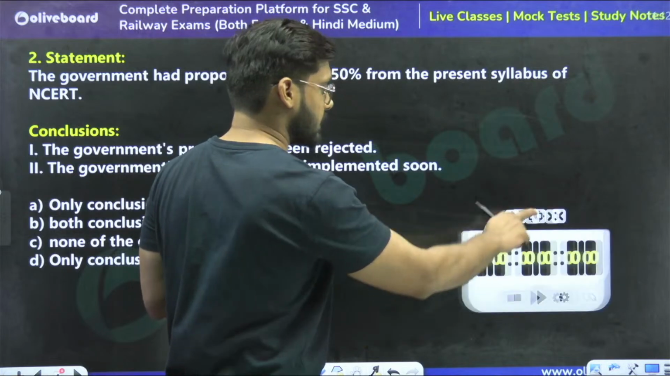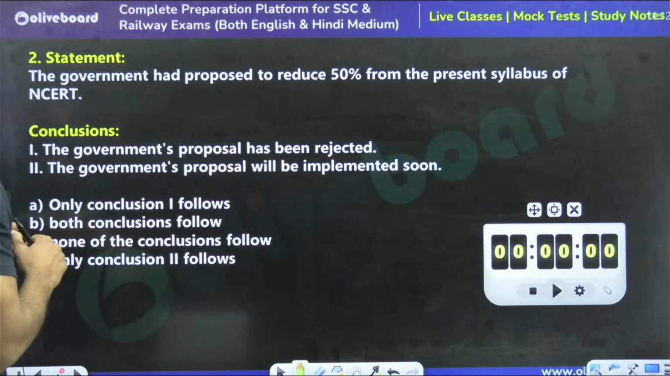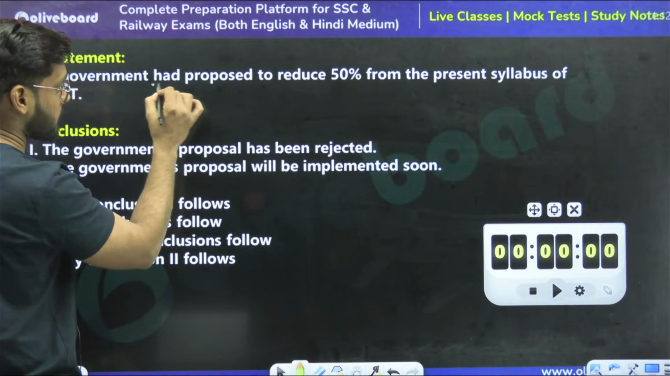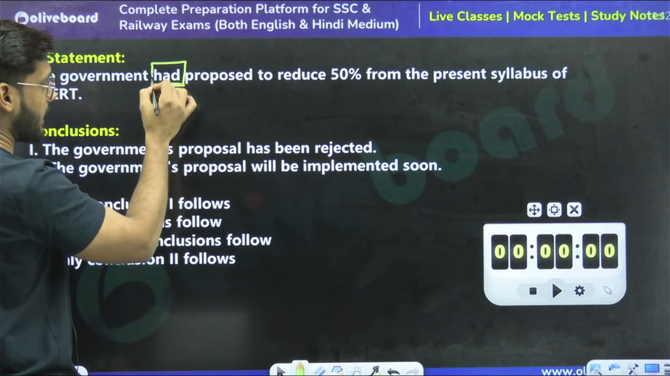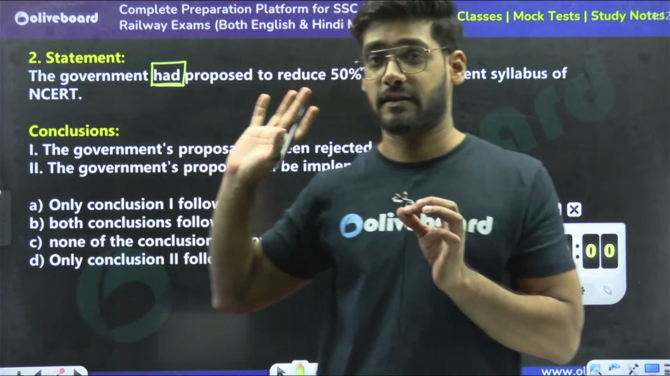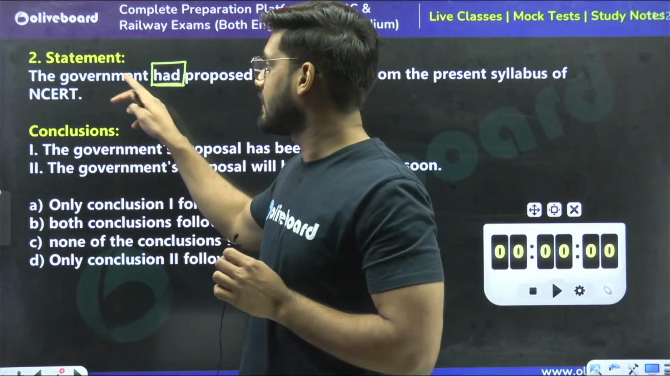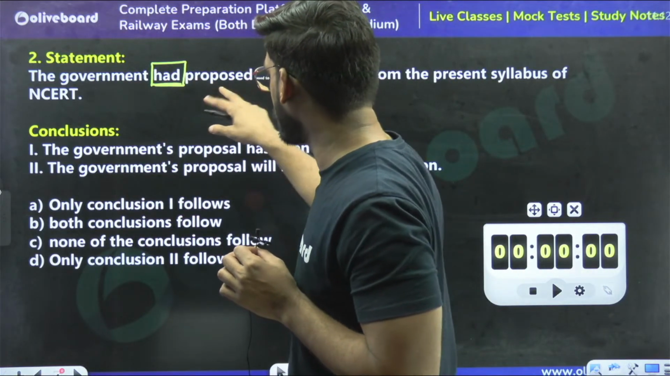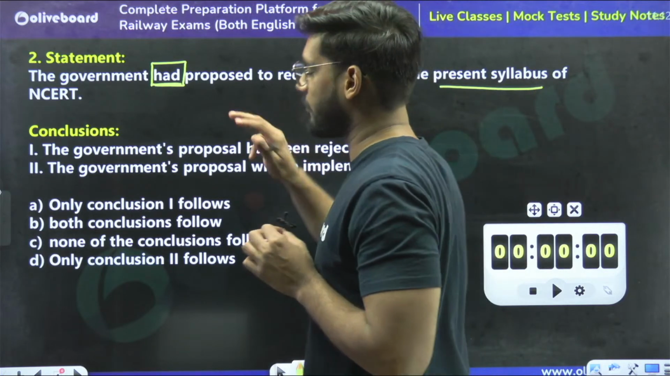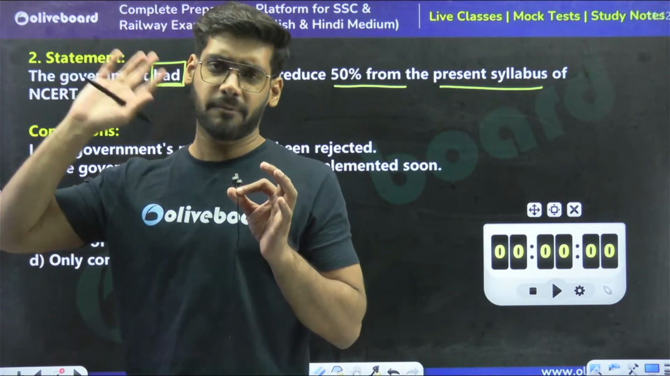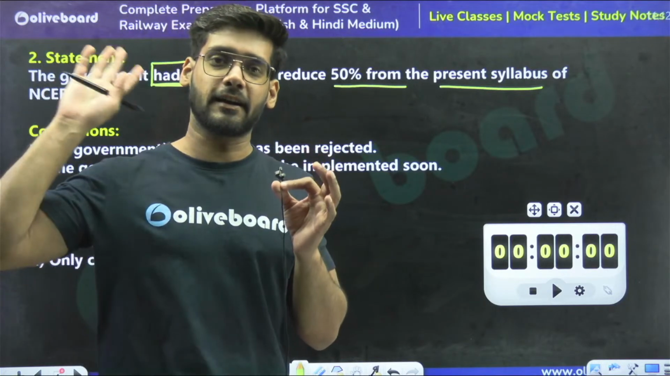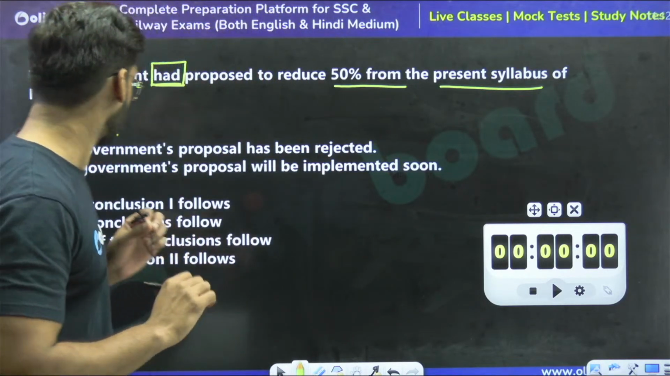Let's understand the things first of all. The government had proposed. Focus on this word had. Had means they are talking about the past, right? The government had proposed to reduce 50% from the present syllabus of NCERT. So had proposed meant it was in the past.